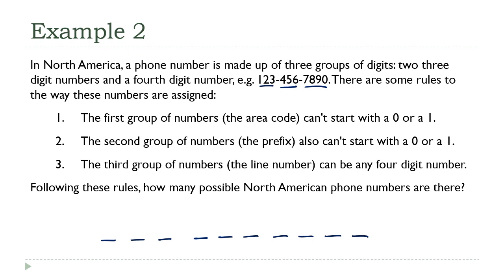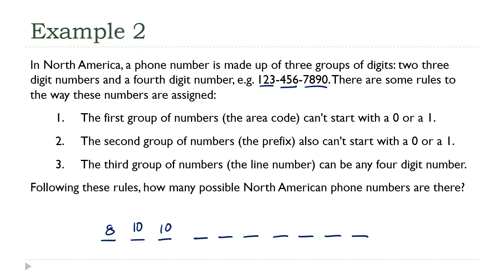Okay. Now, we've got rules to follow. The first group of numbers, that's the area code. It can't start with a 0 or a 1. So how many choices does that leave me with? Well, that means 2 up through 10. That's 8 digits I can put there. And how about the second one? Well, now for the second and third digits, the last 2 of the area code, anything goes. I can put anything I want there. So these can be any of the 10 digits from 0 to 9.